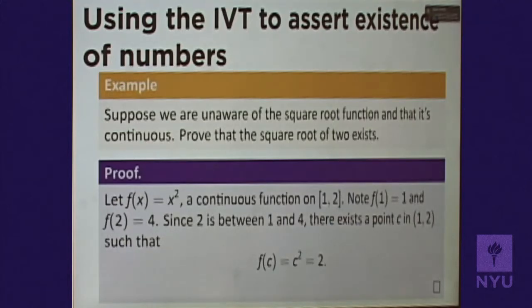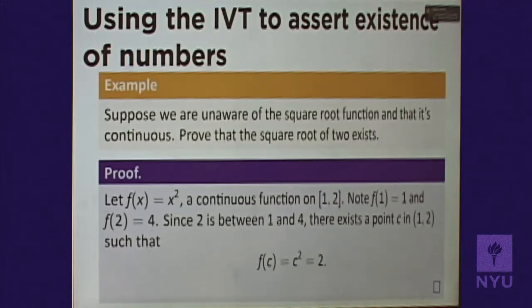f of 2 is 2 squared, which is 4. And the number 2 is in between those two values, 1 and 4. It's an intermediate value. So by the intermediate value theorem, there is a point c in between the x-coordinates 1 and 2, such that f of c is 2. Now what does it mean for f of c to be equal to 2? Well, this is the squaring function, so f of c is c squared.